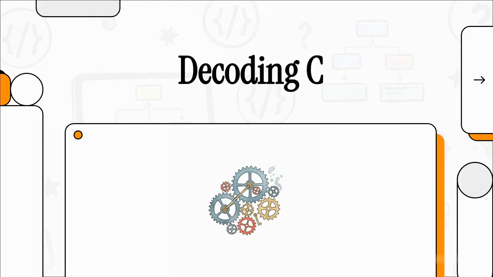So let's jump right in. We're going to decode the basics of C together. Our mission is to take that mysterious-looking text and just pull it apart piece by piece so you can see the simple logic that's hiding in plain sight.